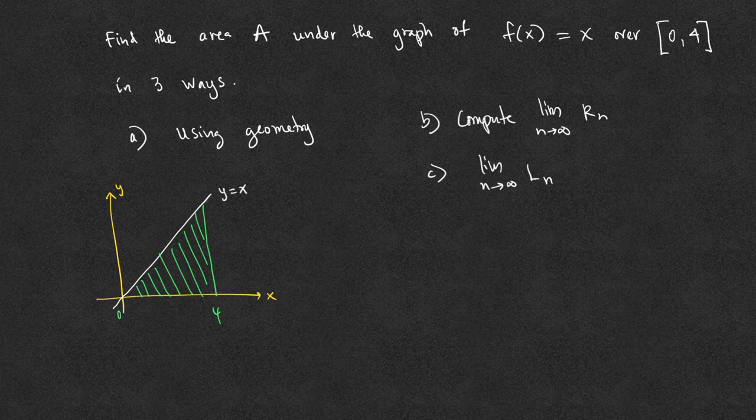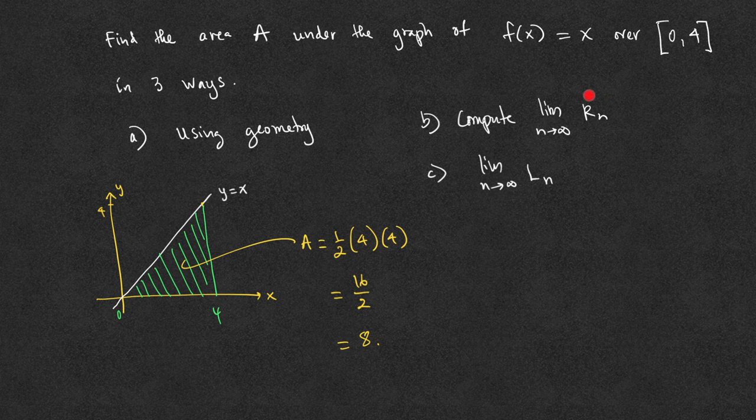Using geometry, we see that the area of this shaded region is the area of the right triangle, 1/2. The base is 4, and when x equals 4, the height is 4. And so this is 16/2, or 8. And so we know that the area under the curve f of x equals x from 0 to 4 is 8 using geometry.